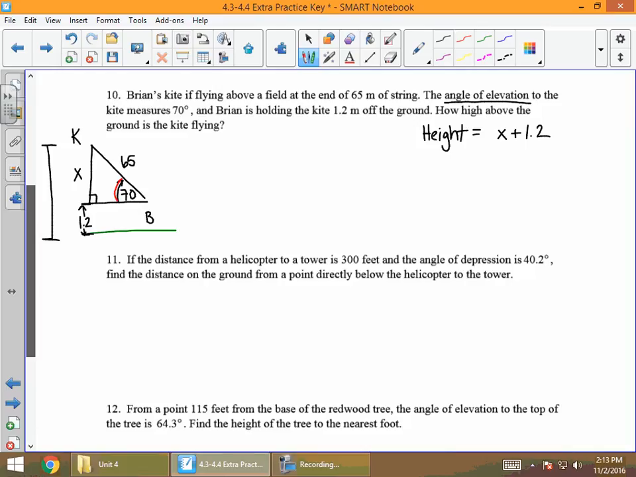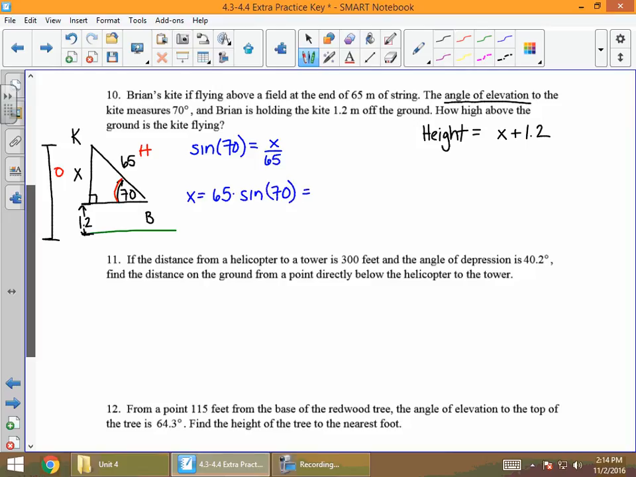So I have my angle, 70. This is opposite, hypotenuse, and adjacent. I know that the opposite side is x, the hypotenuse is 65. The adjacent side I don't know, so I'm going to get rid of adjacent. So O and H is sine. So the sine of the angle, 70, is equal to the opposite, x, over the hypotenuse, 65. In order to solve for x, multiply both sides by 65. So x is equal to 65 times the sine of 70.